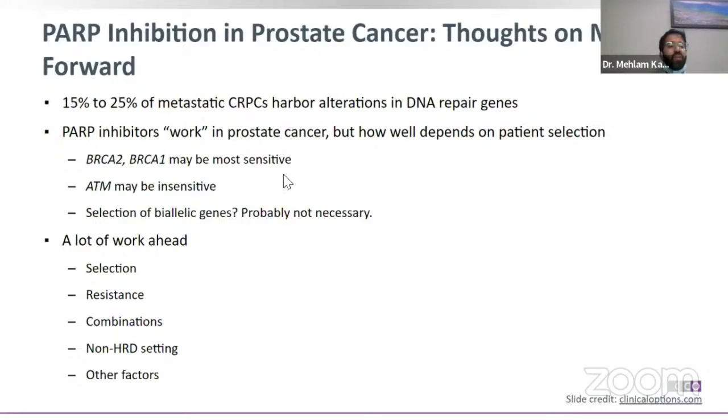So what finally I would like to conclude is that 15 to 25% of metastatic CRPC harbor alterations in DNA repair genes. PARP inhibitors do work in prostate cancer, but it depends upon patient selection. BRCA2 and BRCA1 are the most sensitive. ATM may be sensitive. Selection of biallelic genes is still a matter of debate. So there is a lot of work ahead, basically selecting a specific or correct biomarker for using these agents correctly. Another important thing is whether the combination fares better as compared to monotherapy. Thank you.